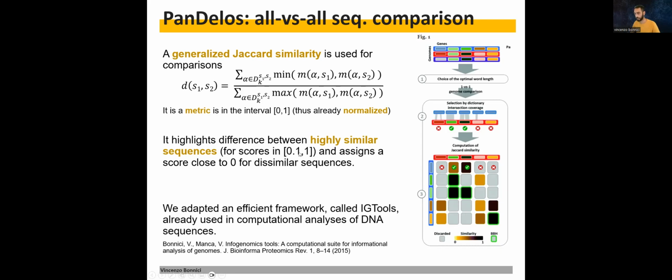It assigns scores close to 1 to similar sequences, and scores close to 0 to dissimilar sequences. To compute this similarity, we adapted an efficient framework called EG-tools that was used in computational analysis of DNA sequences. Here we adapted it to analyze the genes as DNA sequences, but also to analyze them as sequences of amino acids.